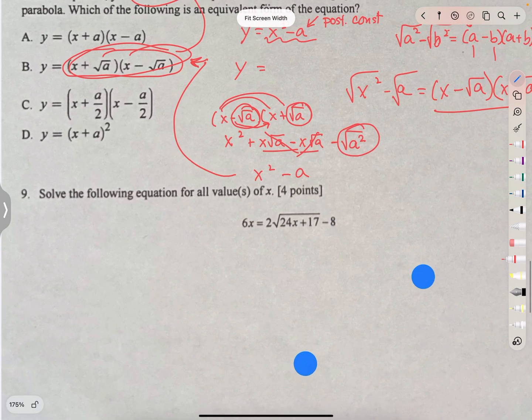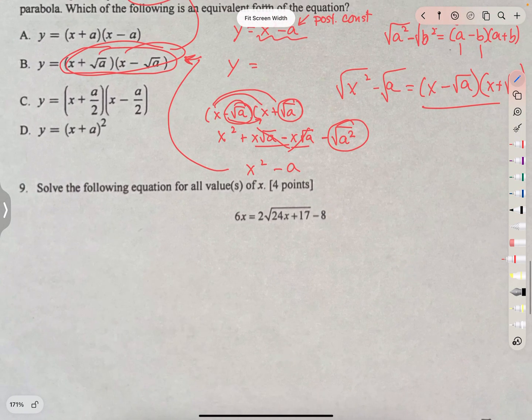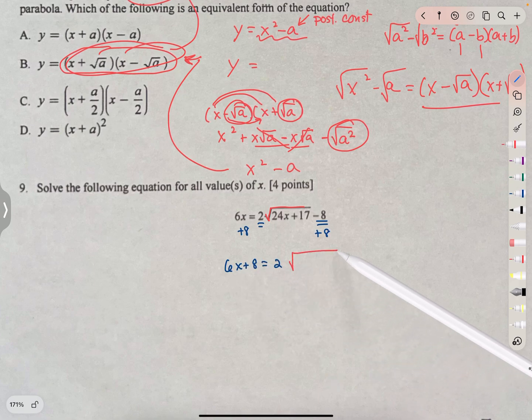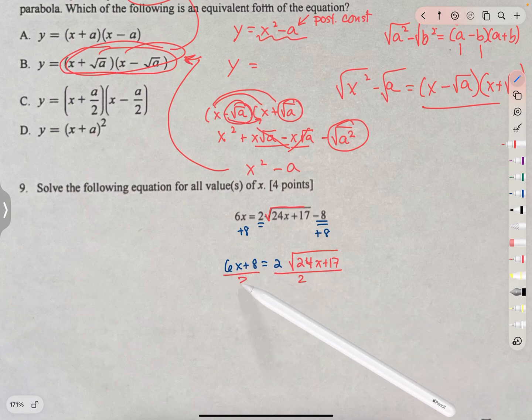And number 9. All right, got ourselves a radical equation. We're going to get him by himself. Why isn't he by himself right now? He's got a 2 over here, and he's got this minus 8. Undo additions first. Leaving the radical here in red so we can see what we're getting alone. Still not alone. It's got a 2 in front of it, so I'll divide both sides by 2.